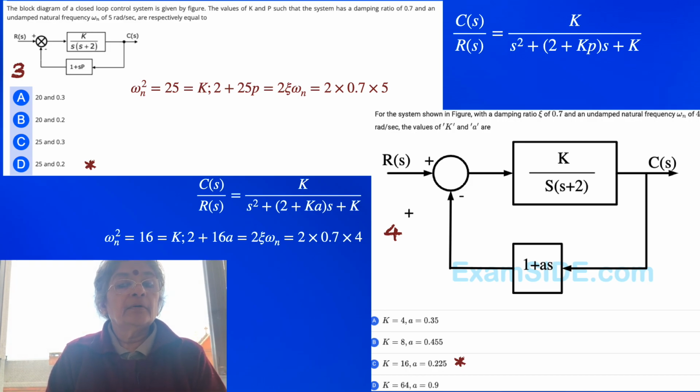Moving on to the third problem, again another open loop transfer function block given by k by s plus 2 with a feedback. It's not a unity feedback. The feedback is given by 1 plus sp, and of course it is negative feedback. The question is: the block diagram of a closed loop control system is given by a figure. The values of k and p such that the system has a damping ratio eta of 0.7 and undamped natural frequency omega n equal to 5 radians per second are respectively equal to.